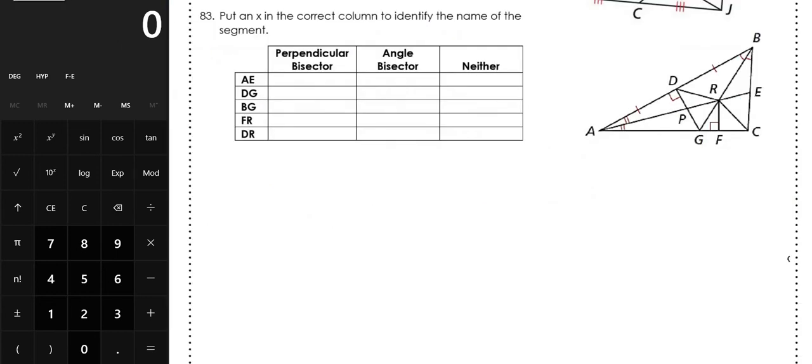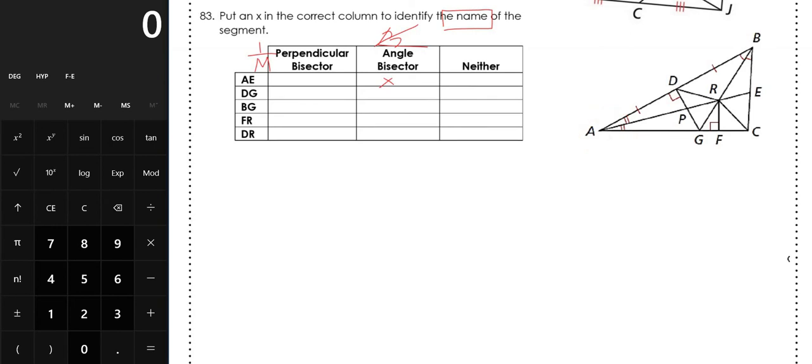Number 83. Put an X in the correct column to identify the name of the segment. So our options are either it's a perpendicular bisector or it's an angle bisector. Remember that your perpendicular bisector needs to be perpendicular and it should start at the midpoint. Your angle bisector should visibly cut your angle into 2 equal parts. And then the last option is neither. Okay, so let's take a look. AE. Now I do notice that starting at angle A, it's cutting my angle in half. So I'm going to say that AE is an angle bisector.